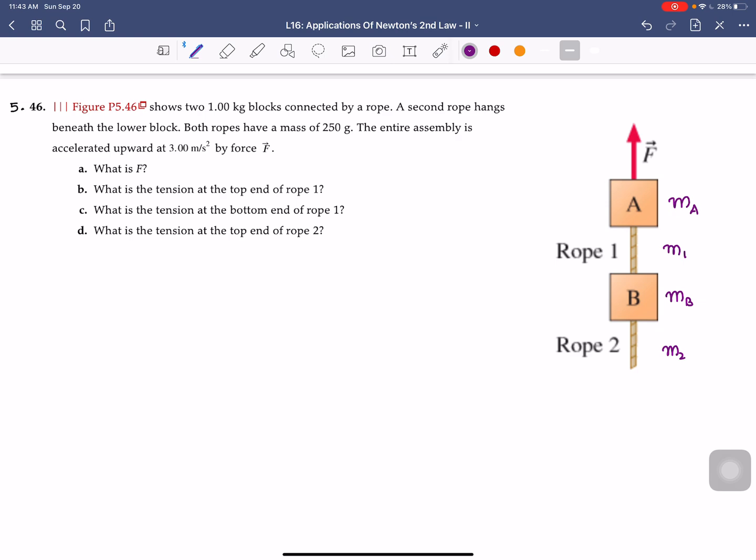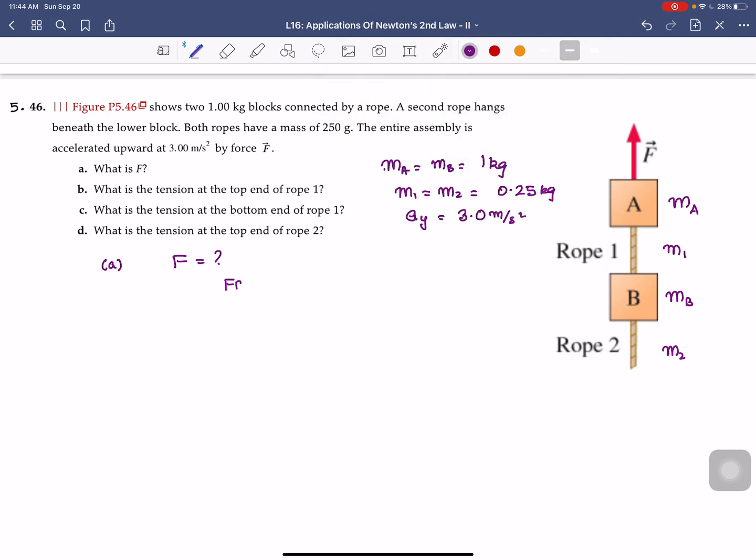Now this entire system is being pulled by some force F, and it gives all these objects an acceleration of 3 meters per second squared. So let's write down M sub A equals M sub B, which is equal to 1 kilogram. M1 equals M2 equals 0.25 kilograms, and they all have an upward acceleration, call that the y-axis, of 3 meters per second squared. And in the first part, we are supposed to figure out the magnitude of that force.